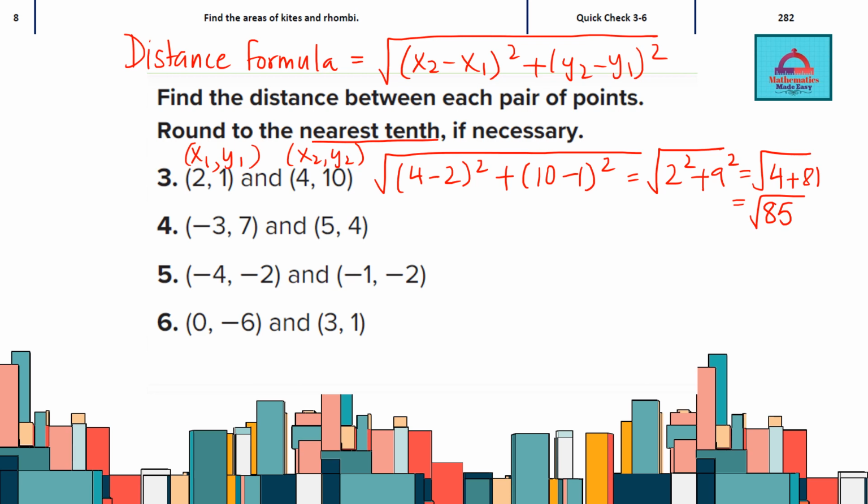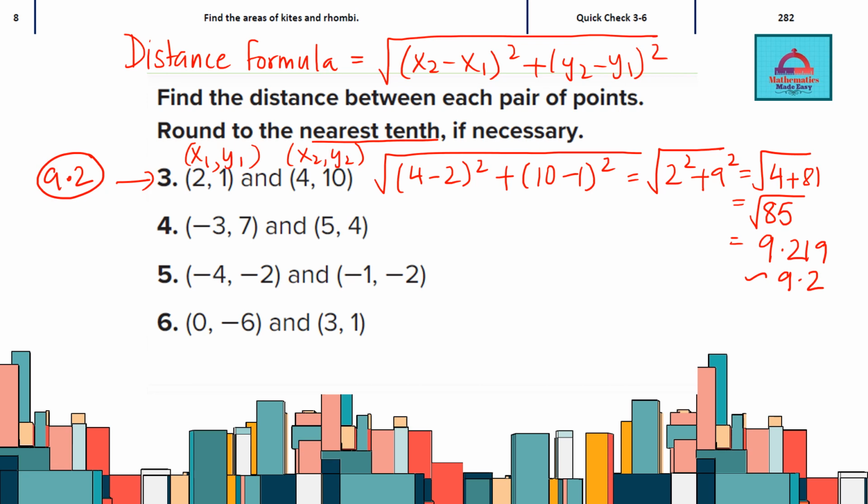That means we have to convert this to decimal. So when I take the square root of 85 on my calculator, this gives me the value 9.219. Now I need to round off to the nearest tenth, that means one decimal place. So this is about 9.2. So the answer for this question is 9.2. That's the value of the distance.